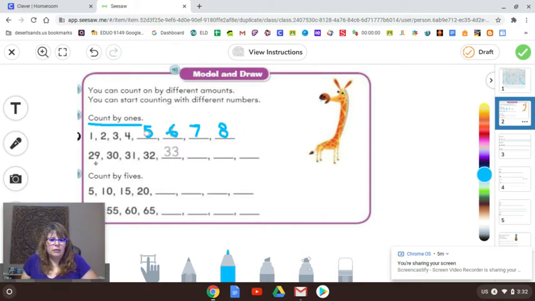Now, if they start with 29, we can go 29, 30, 31, 32. So we know it's 33. And then what's after 33 will be 34, because the rule says count by ones.